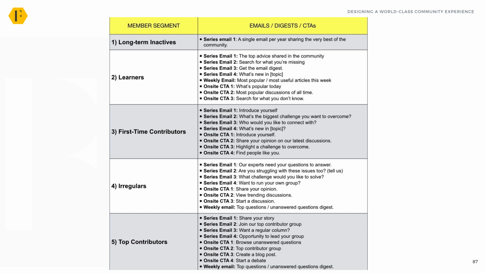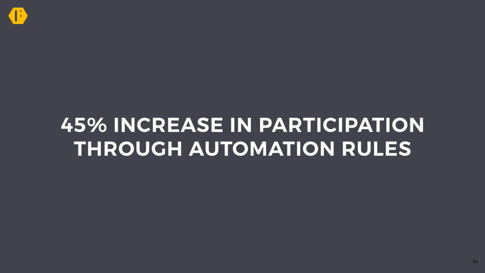And if you're a top contributor, these are the people that we're asking to do the really big things, like share your story or lead a group or have a regular column within that community or create a blog post or start a debate. These are the members that we make the biggest asks of. So we're not asking members that don't participate to do things that they're not going to do. We're making sure that we're tailoring each specific email or digest or call to action that member receives to their level of participation. And the client that we designed this for had a 45% increase in participation almost the moment that we launched this system. So there are absolutely huge wins out there. You just have to customize it to different members.